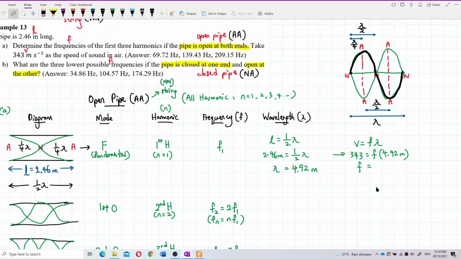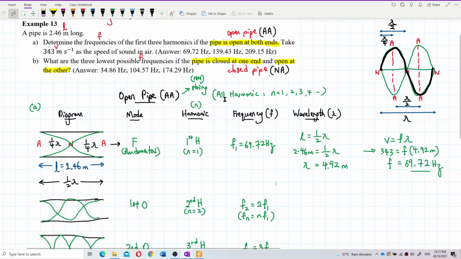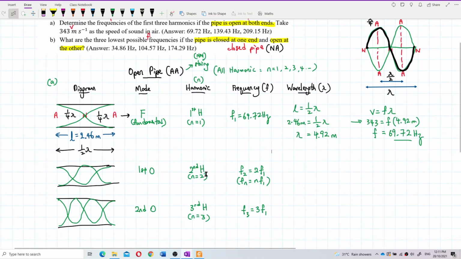So what's my frequency? 343 divided by 4.92. So I got my frequency is 69.72 hertz. Okay, so that's my fundamental frequency. My first harmonic frequency is 69.72 hertz. So then I can find the next two harmonics, the second harmonic and third harmonic.